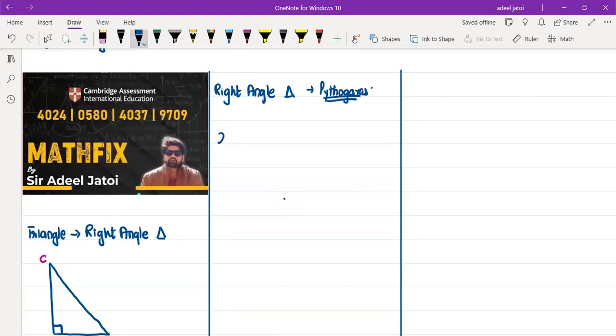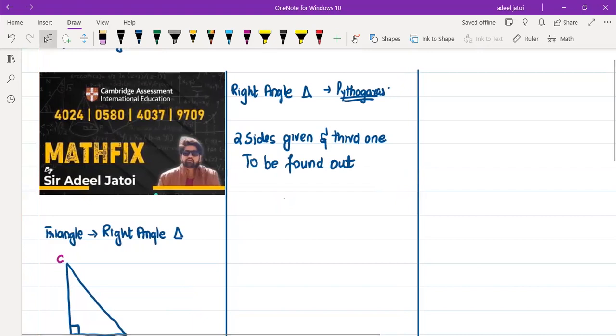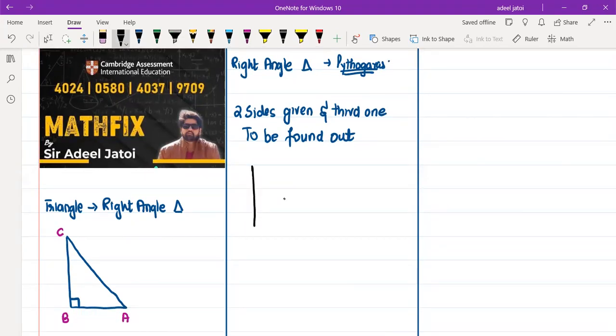when we have two sides given and the third one to be found out. When two sides are given and the third needs to be found out, then Pythagoras theorem is used. Now let's just go for the example. Let's say we have a right angle triangle. This is A, B, and C. Let's take AB as 4 and BC as 3.